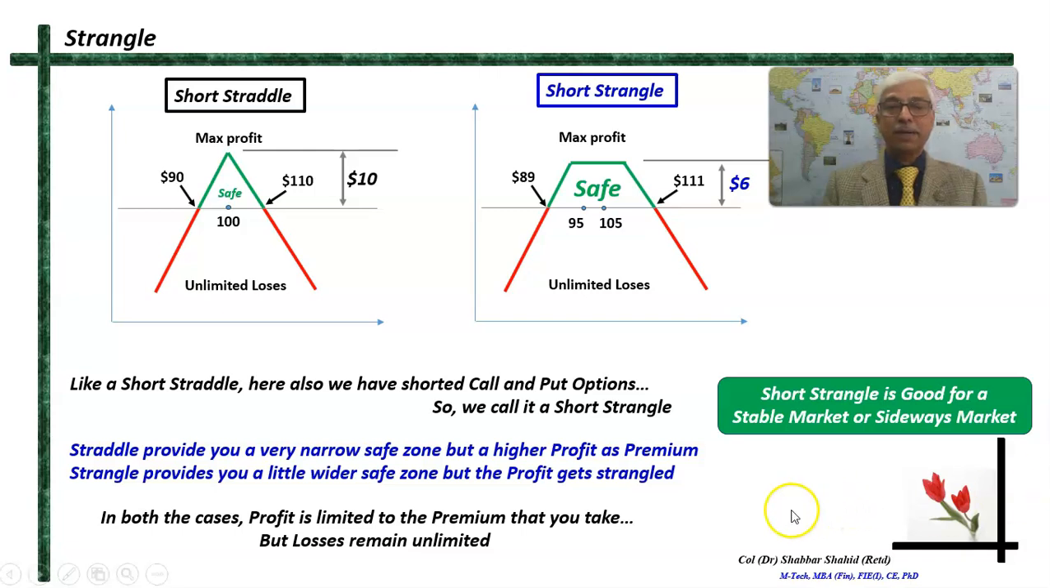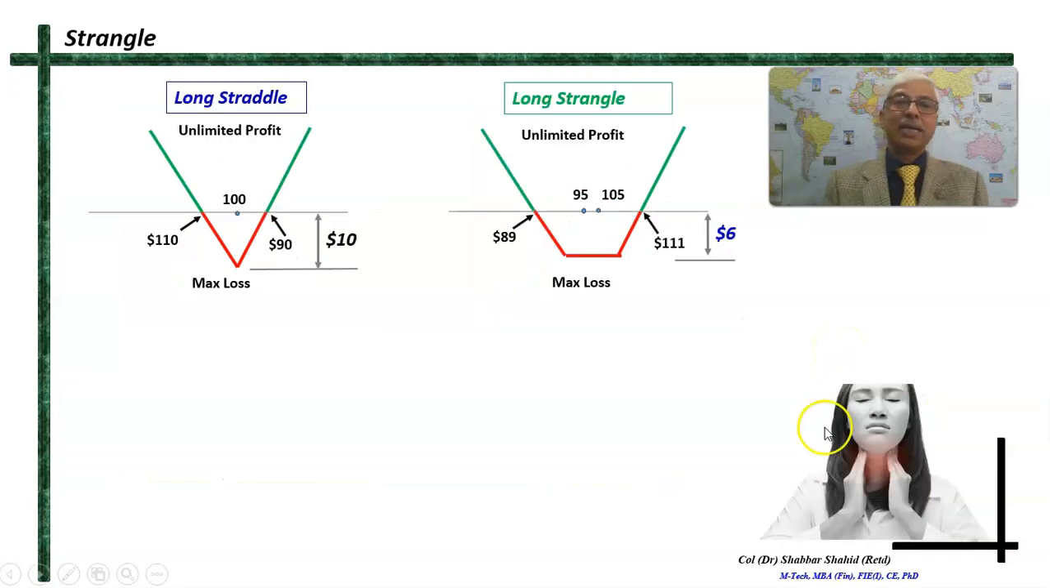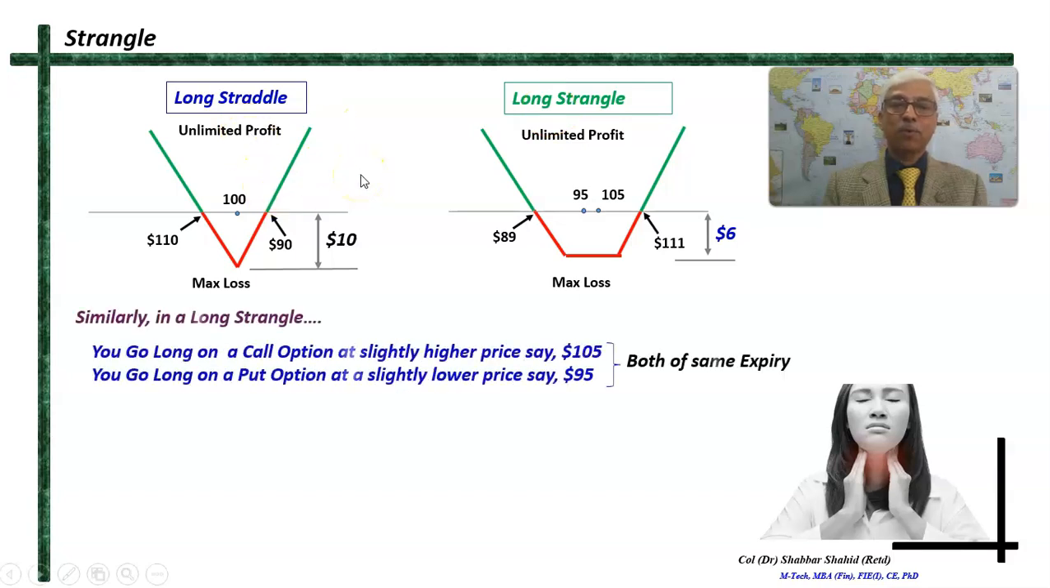Remember that in both the cases, whether straddle or strangle, the profit is limited to the premium that you take, but your losses can be unlimited in both the cases. And remember that like a short straddle, a short strangle is also good for a stable market or a sideways market. Now let us try and understand the long strangle. Short we have understood. Now we'll understand the long strangle, the opposite of that.